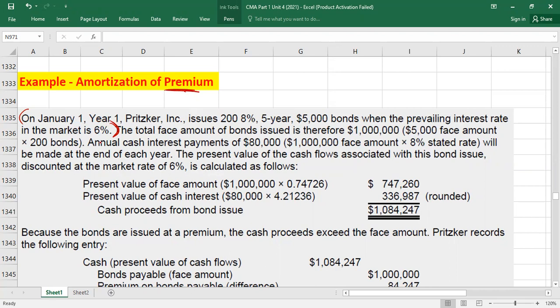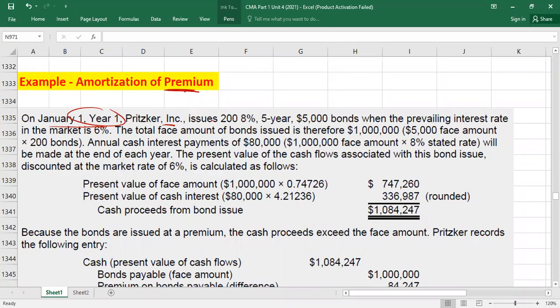You read the example? Okay, so here we go, guys. Again, we have data here. On January 1, year 1, PINC, this is at the start of the year. Because we assume here bonds are issued at the start of the year. If bonds are issued between the year, it is another topic actually, but that we are not going to cover here. We are just discussing whatever is in your syllabus. So we assume bonds are issued at the start of the year.